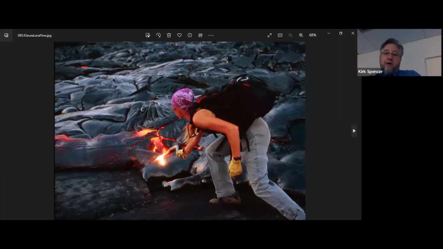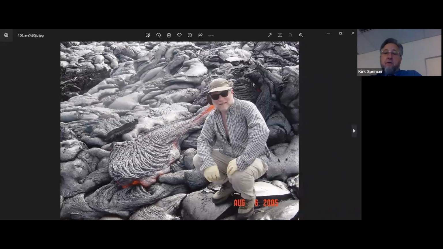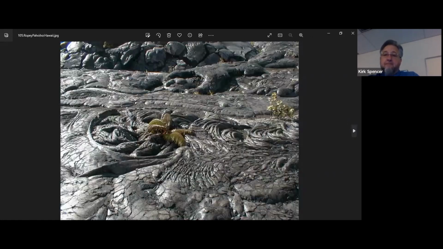Here's a geologist trying to take a sample. It's very difficult. I mean, you're dealing with rocks that are over 1,000 degrees Fahrenheit. So it's very difficult to get close. You can do it, but just for a short while. You couldn't stay near the lava flow for a long time. This is a ropey pahoehoe. It's in the process of forming.